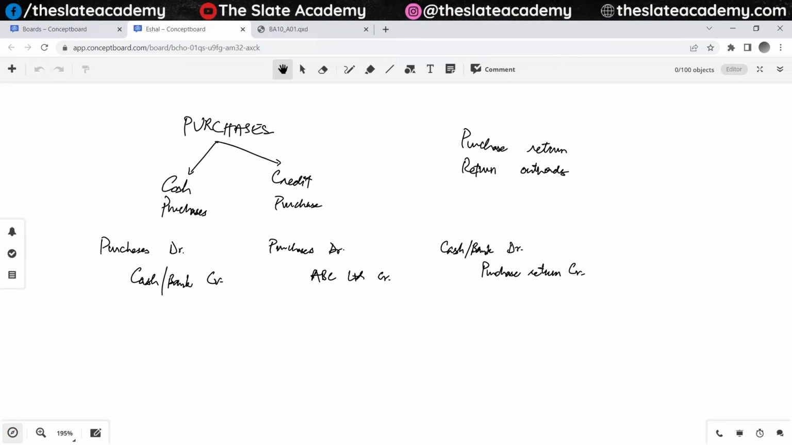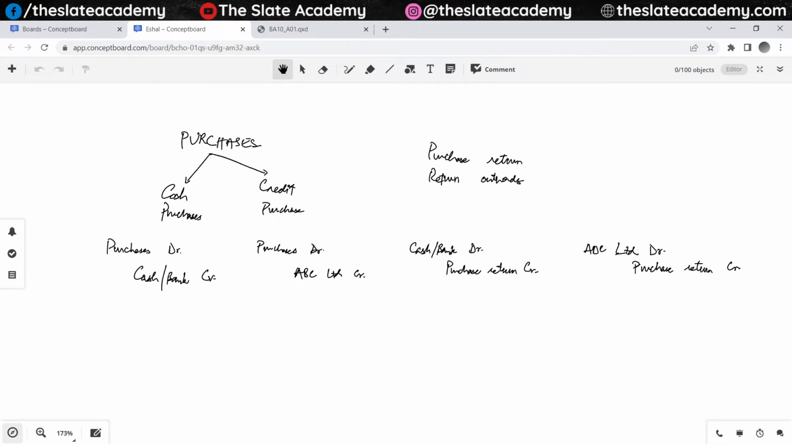And if I hadn't paid for purchases earlier, all I would do is reduce the liability by the amount of returns. So I bought goods worth $500, I returned goods worth $100. I would simply reduce the liability with that amount. So it would be ABC Limited debit, and purchase return credit. So this is how it happens with regards to purchases.